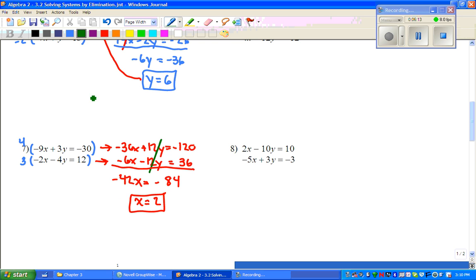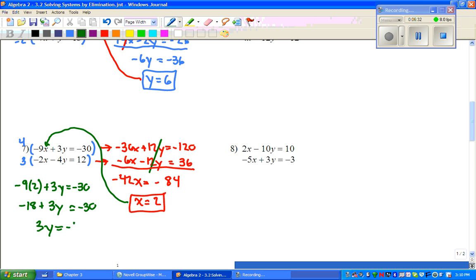And then I substitute back into my original. All right, negative 9 times 2 plus 3y is equal to negative 30. I got negative 18 plus 3y is equal to negative 30. When I add 18, I get 3y is equal to negative 12. So my y is equal to negative 4. Solution, 2 comma negative 4.